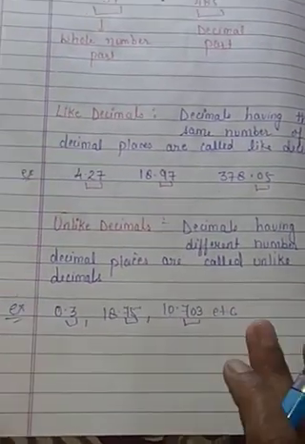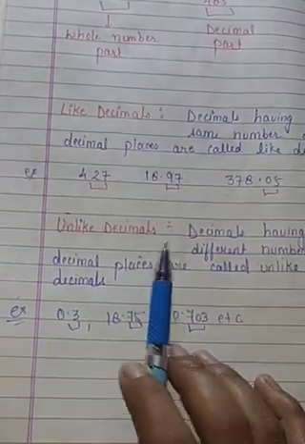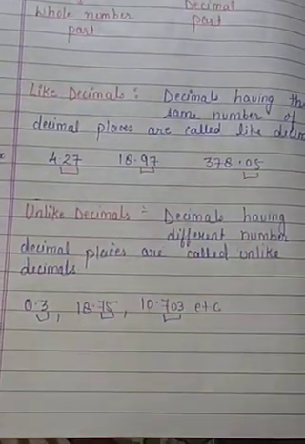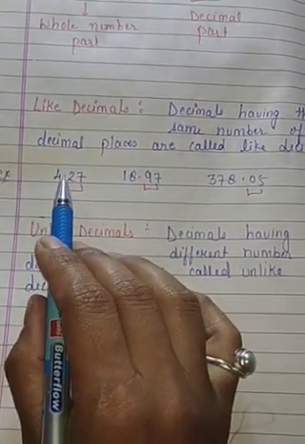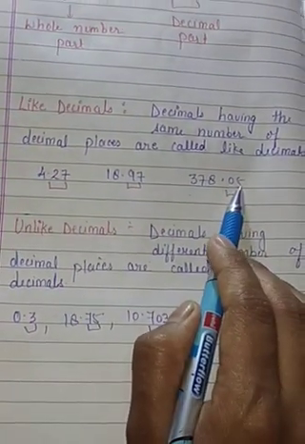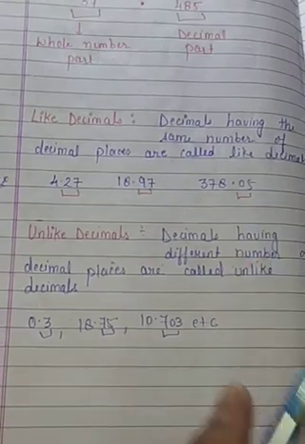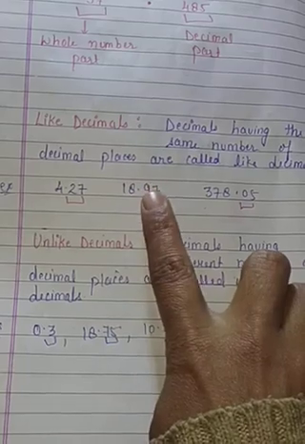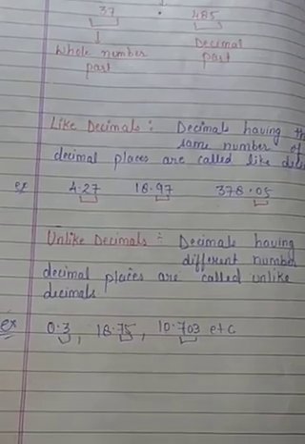Now we have two types of decimals: like decimals and unlike decimals. Look at these three numbers. After the point we have the same number of digits: 2 digits here, 2 digits here, and 2 digits here. So decimals having the same number of decimal places are called like decimals.